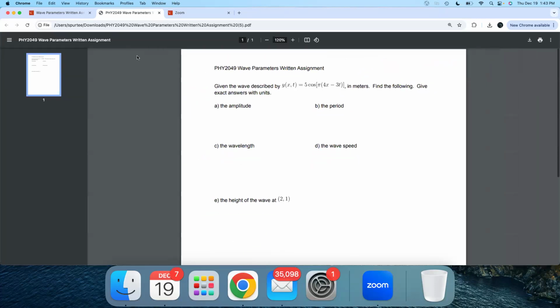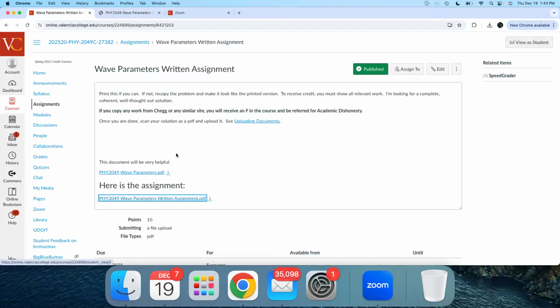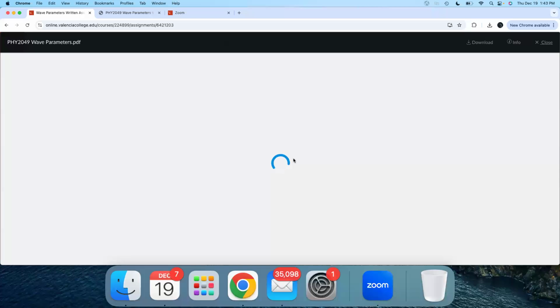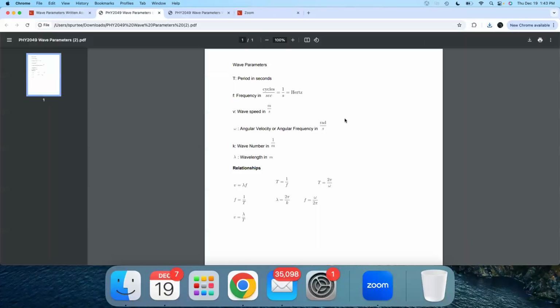Okay, now let's talk about wave speed. The easiest way to calculate wave speed using our wave parameters document here: lambda times f. What is lambda? Lambda is the wavelength. We just found the wavelength. What is f? It's the frequency. Frequency is just 1 over period, or period is 1 over frequency. Hey, we just calculated the frequency.